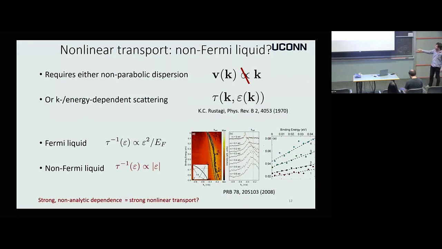This ARPES data on a high-Tc cuprate. You can plot the momentum distribution curves, so it's basically just a cut of this ARPES intensity plot. And you can see that the higher the binding energy you go, the broader the peak becomes, and this broadening increases linearly with binding energy. So that means that in a non-Fermi liquid, even if you push it to the zero temperature, low energy limit, you have a much stronger, non-analytic dependence of the scattering rate on energy.